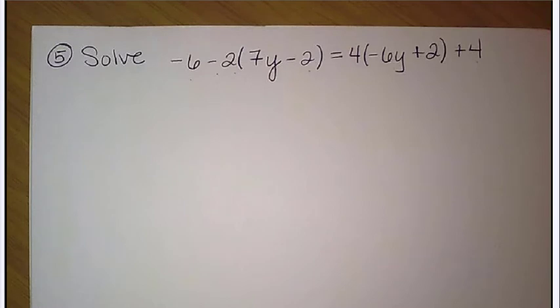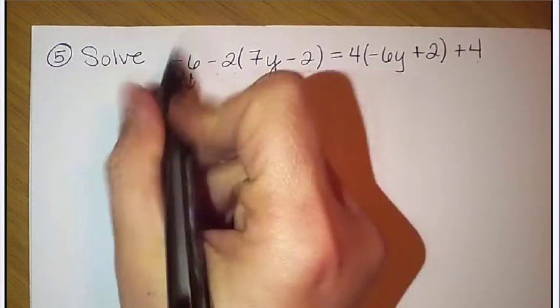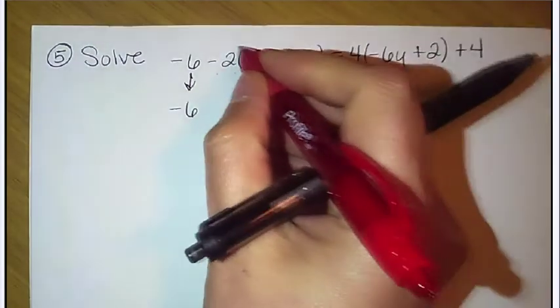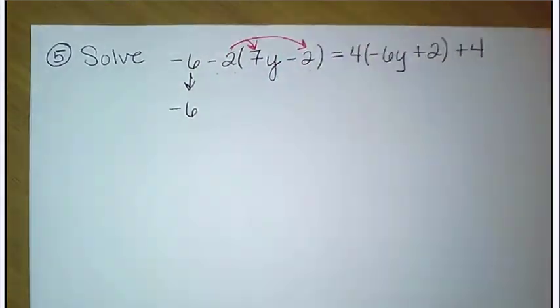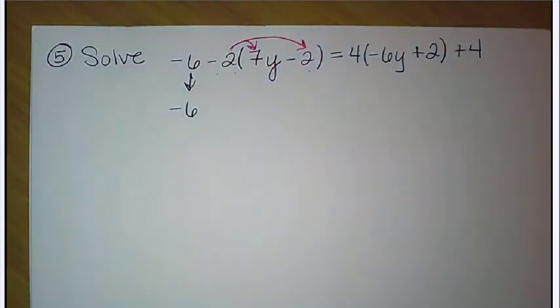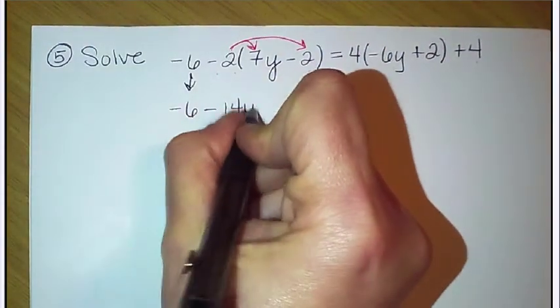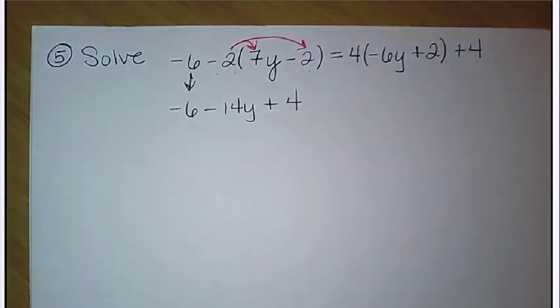But remember, the very first step, no matter what the problem looks like, is to distribute the parentheses. So this negative 6 is actually going to stay exactly like it is. We're just going to bring it down, and we're going to take this negative 2 and distribute it to both the 7y and the minus 2. So that's going to give us negative 14y plus 4. Remember, a negative times a negative is always a positive, equals.